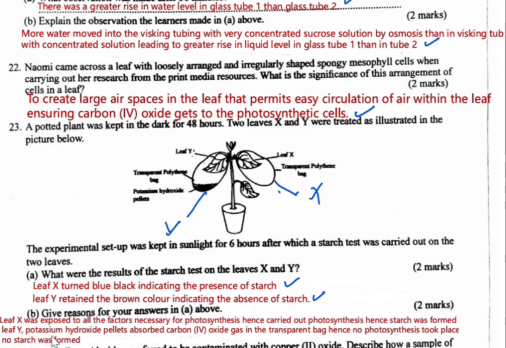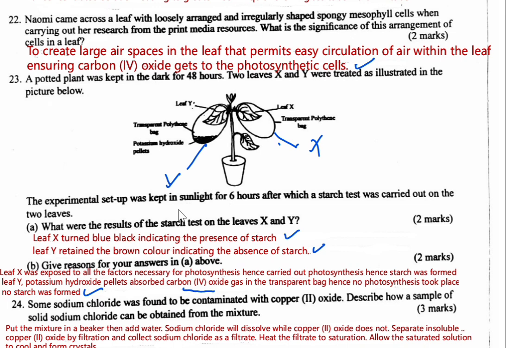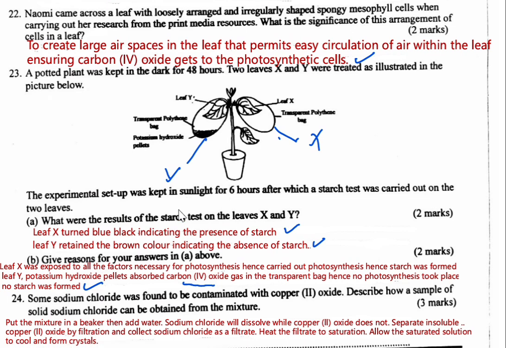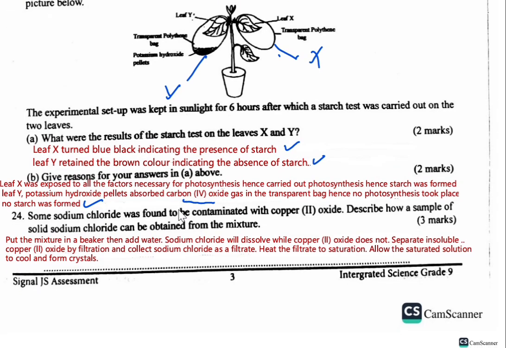But for leaf Y, here we have potassium hydroxide. Pellets absorbed carbon dioxide gas in the transparent bag. Hence, no photosynthesis took place and no starch was formed. So when you see potassium hydroxide, just remember it is going to absorb carbon dioxide present, and therefore you know that carbon dioxide is absent, then photosynthesis will not take place. And that's why it never turned blue-black on the iodine solution. We continue to question number 24.